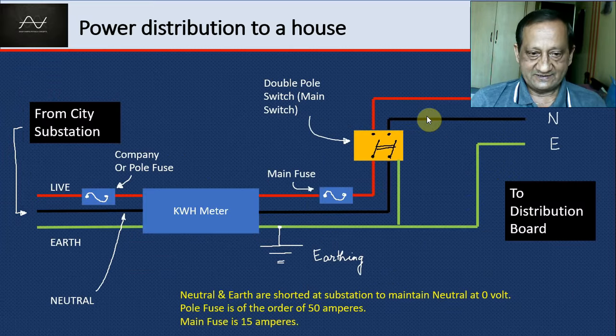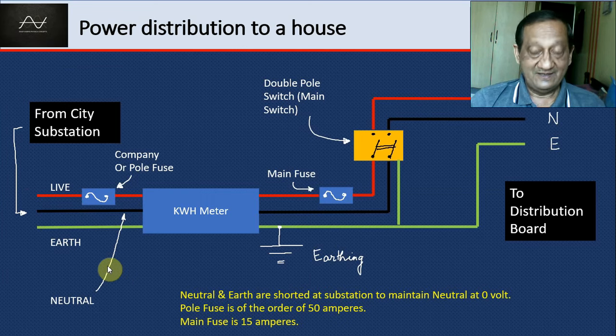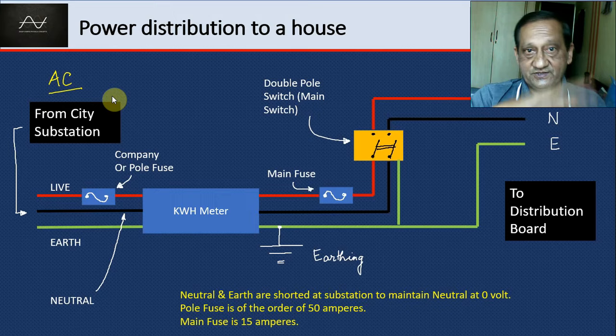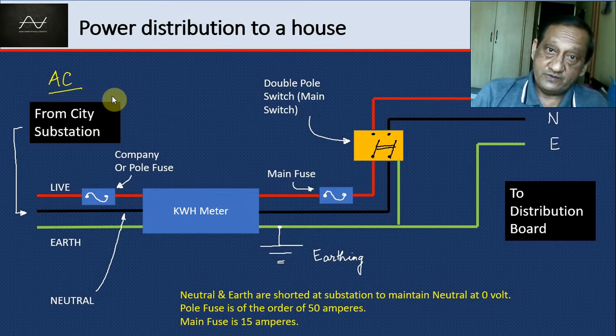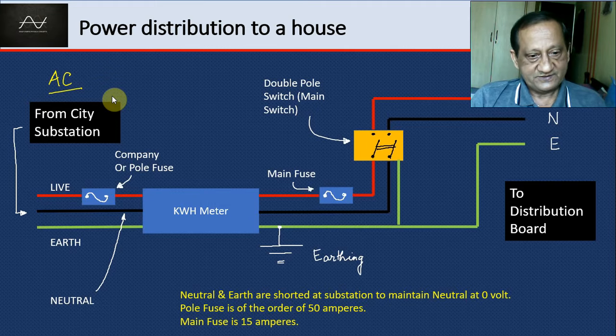Now let us say it has come from, so many transformers are there, which is called the city substation. From there it is coming into a house. Now it has to be distributed. This is not a DC circuit, it is called an AC circuit. So there is no positive or negative here. In AC, the current direction goes up and down, the direction reverses. The frequency is 50 hertz, so 100 times a second, the current direction reverses.